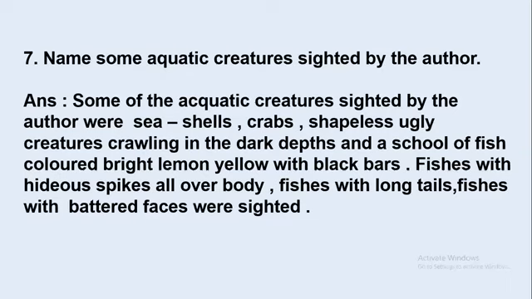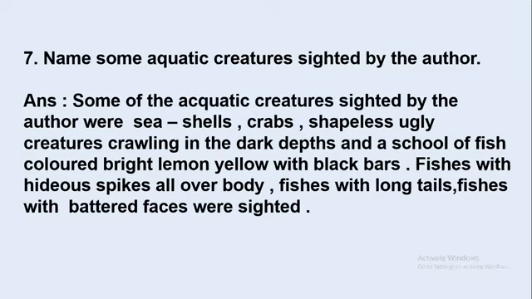Some of the aquatic creatures cited by the author were seashells, crabs, shapeless ugly creatures crawling in the dark depths, and a school of fish colored bright lemon yellow with black bars, fishes with hideous spikes all over the body, fishes with long tails, fishes with battered faces were all cited by the author.